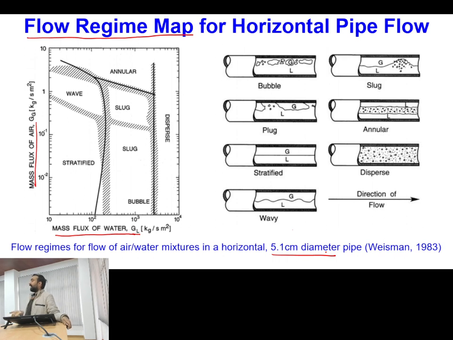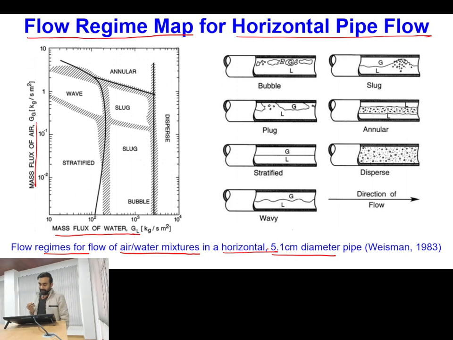But of course, if one has to go for a non-visualization based system, then some sort of mapping with visualization data is necessary in order to train the system. Is this one clear? Right now we are trying to see one flow design map which is given for horizontal pipe flow. And one thing you have to clearly understand: this particular flow design map which we will be discussing is for an air water mixture in a horizontal pipe of 5.1 centimeter internal diameter.